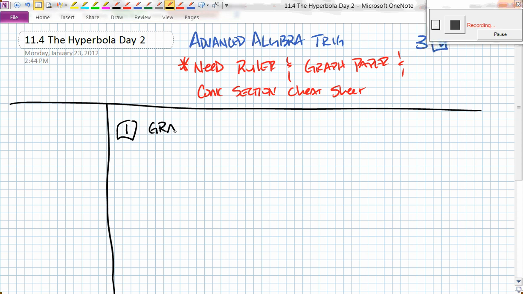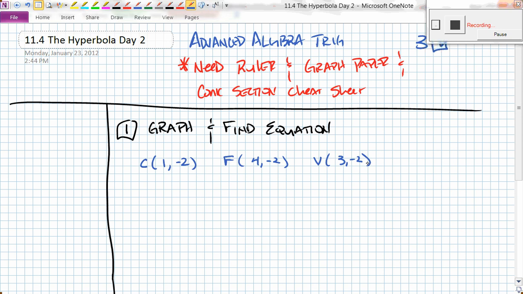We're going to graph and find the equation for this hyperbola right here. It's going to have a center located at 1 comma negative 2. A focus will be located at 4 comma negative 2. And a vertex will be located at 3 comma negative 2. So we have some information.